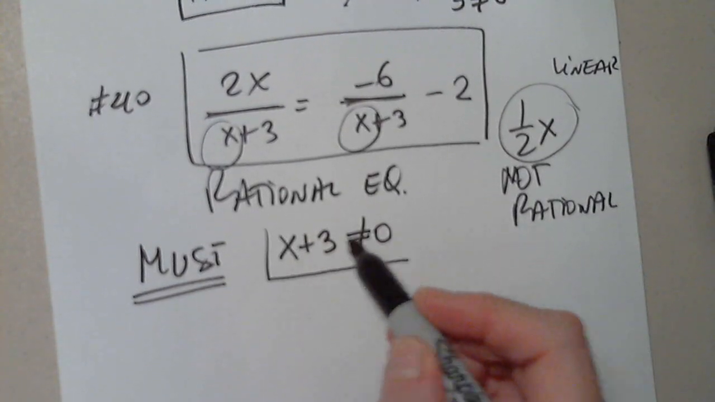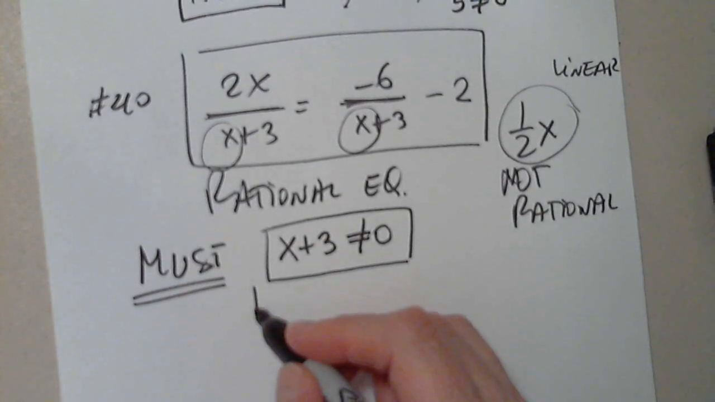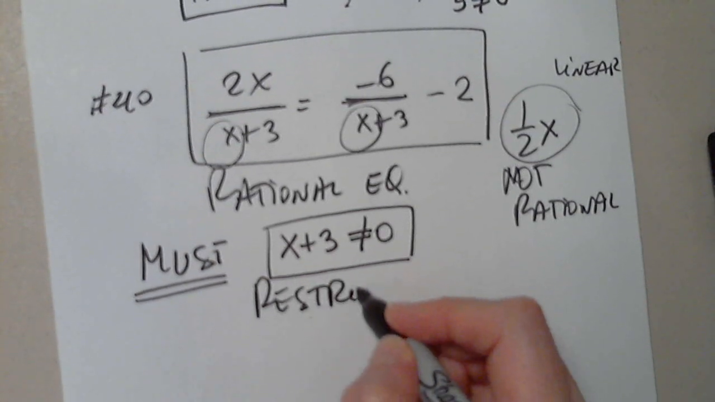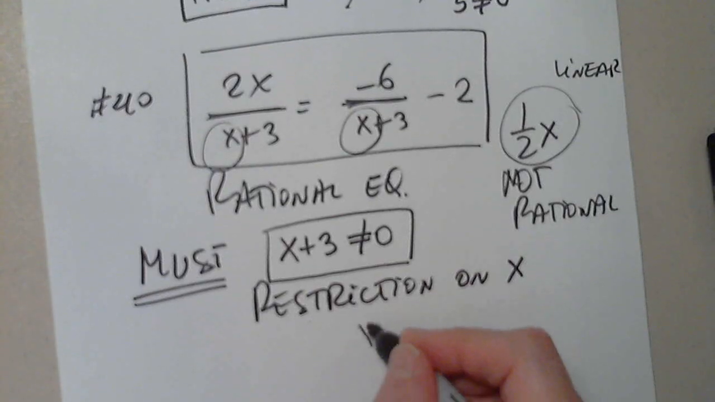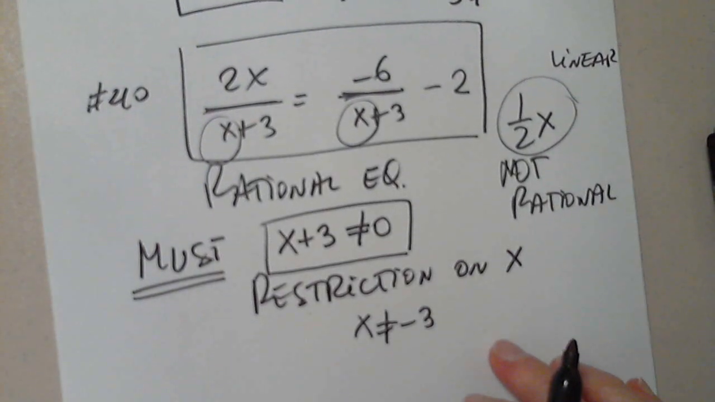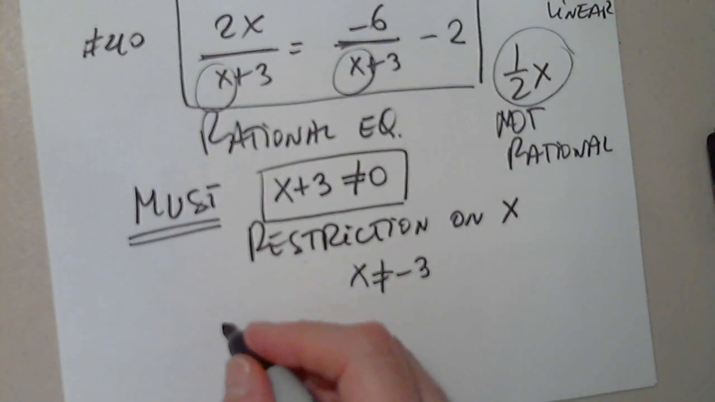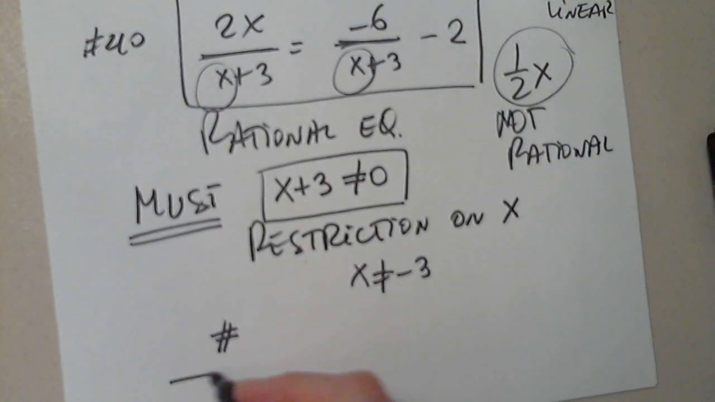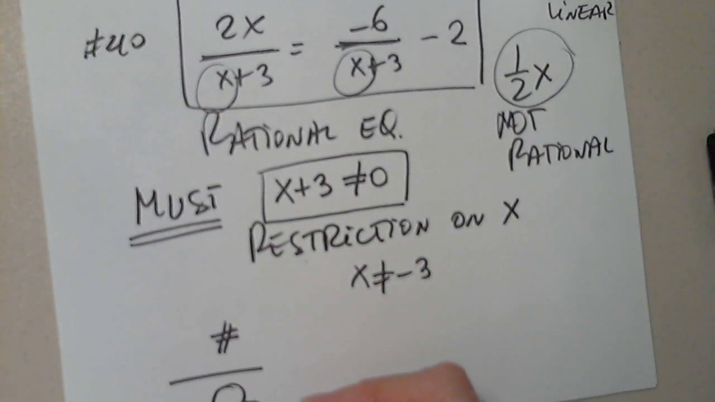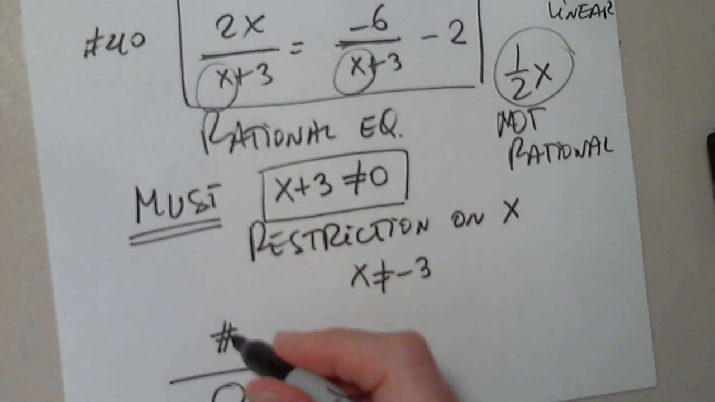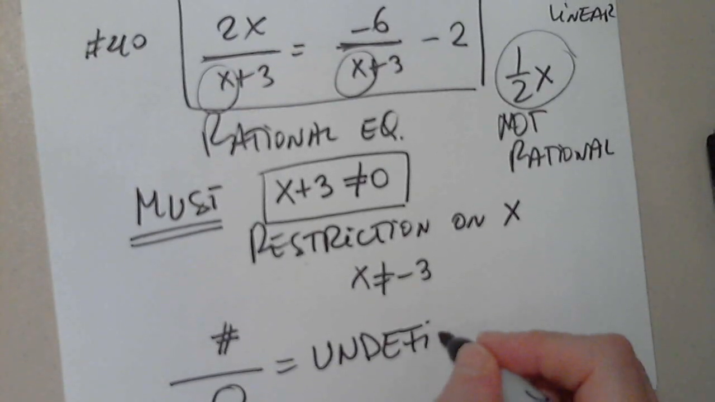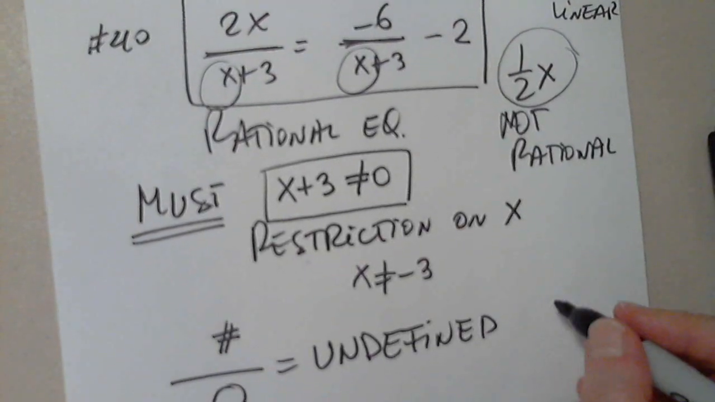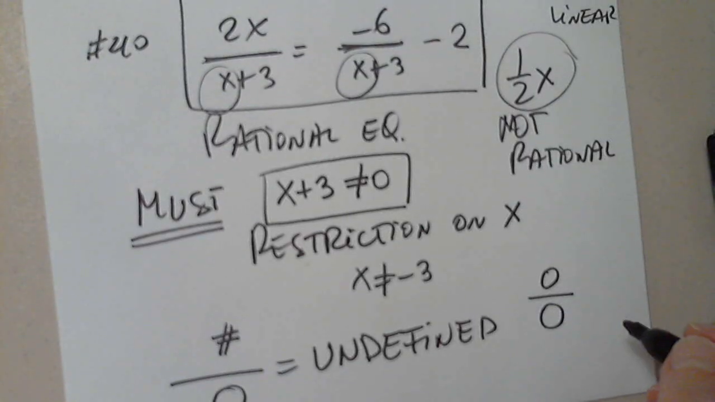Can anyone tell us why we have to state this restriction on x? If the denominator becomes 0, the whole fraction becomes undefined. Excellent. Any number, not 0. Excellent. Who was that? It was Elijah. Thank you. So a number divided by 0 is undefined. 0 divided by 0 is something else.